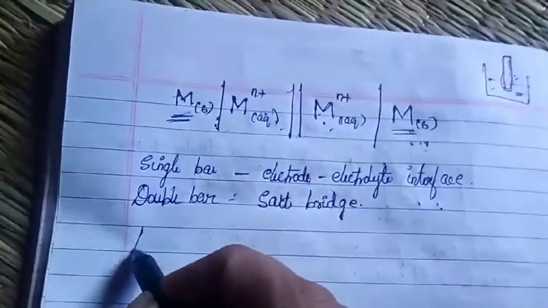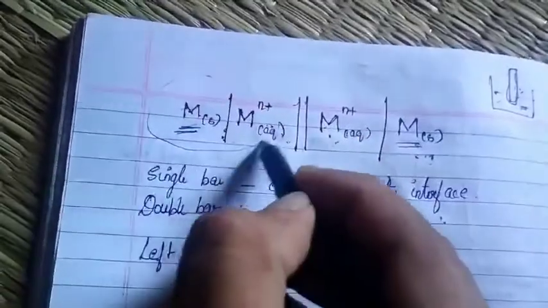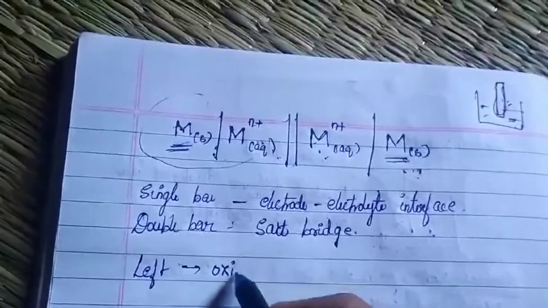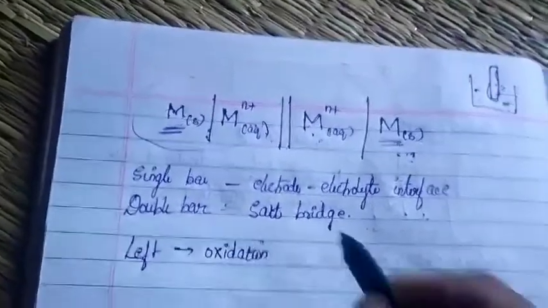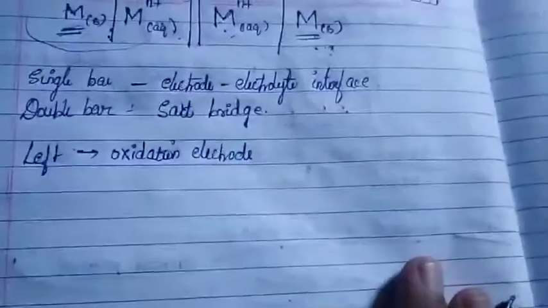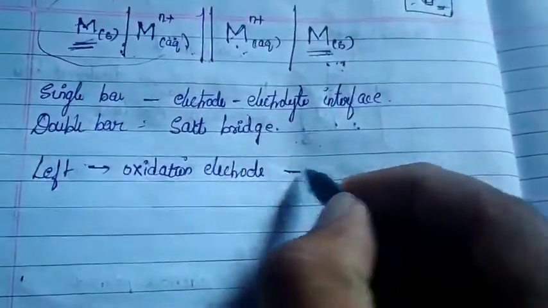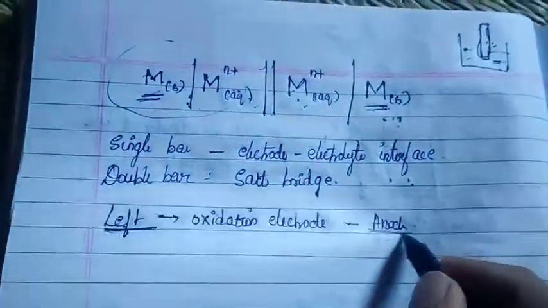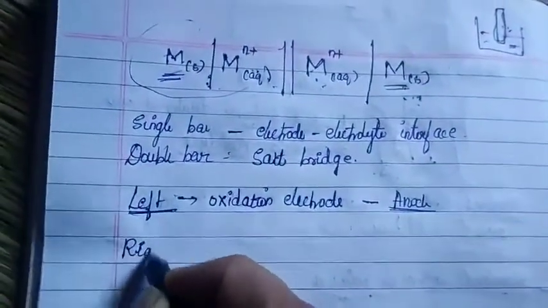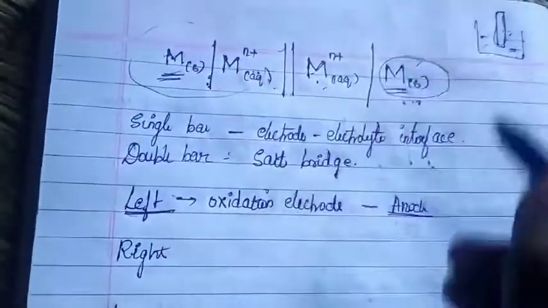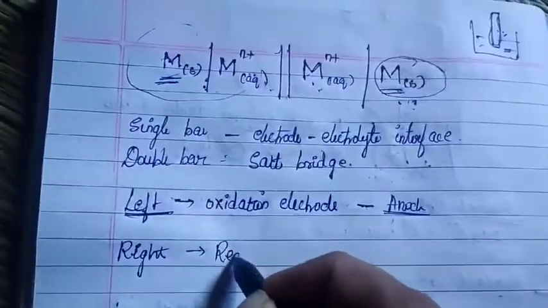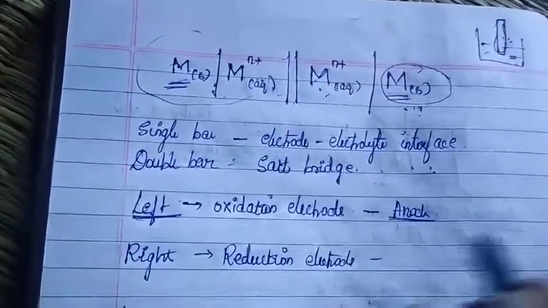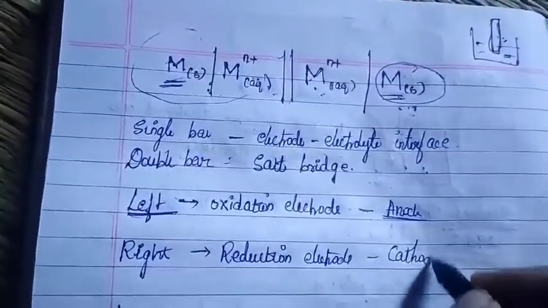But at the left extreme end, that represents your oxidation electrode. That represents your what? Oxidation electrode. That means oxidation happens there, so anode. So on the left, what do we write? Anode. In the same way, at the extreme right, that is this part, it represents what? Your reduction electrode. Reduction electrode. That means what? Cathode. It represents your cathode.